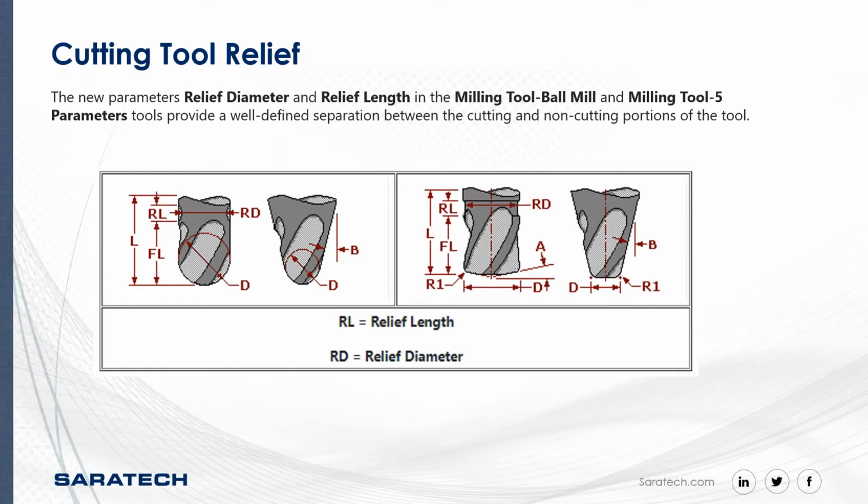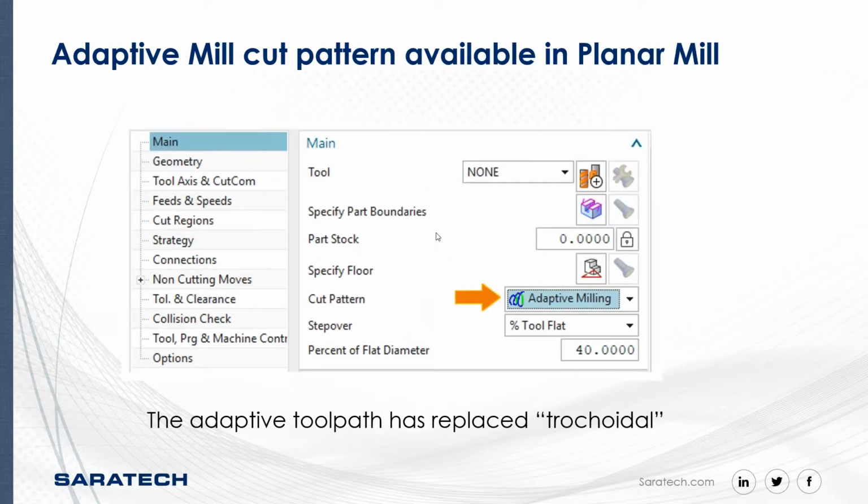And for the cutting tools, right there inside the normal cutting tool dialog box, you can now add the relief diameter. So that's a big improvement too. And trochoidal, in planar mill, the trochoidal cut pattern is gone. So they've replaced it with adaptive milling, and it's the same toolpath that you would see in your adaptive milling roughing operations. So I think everybody is happy about that.